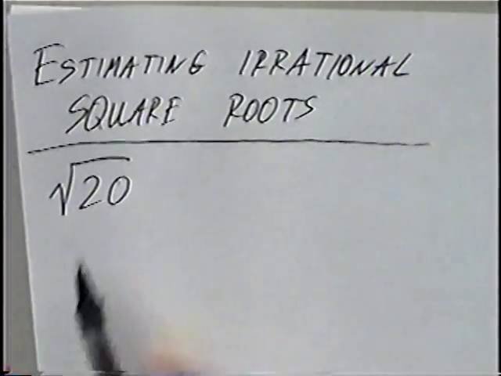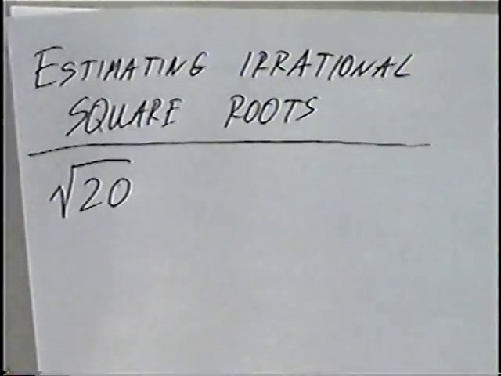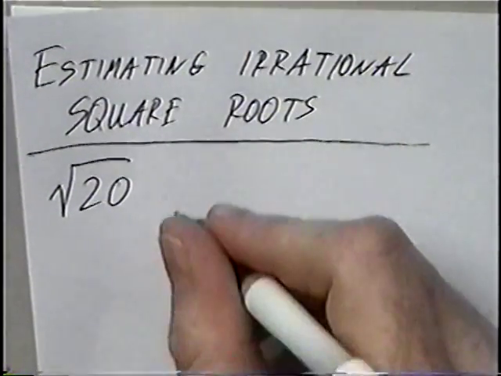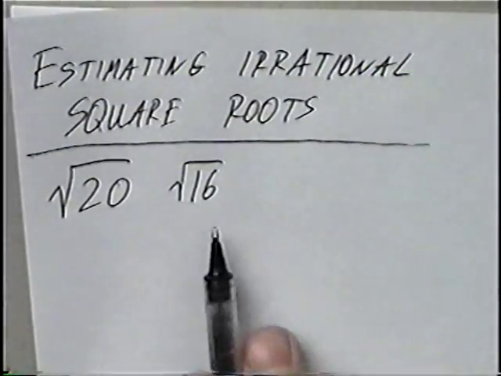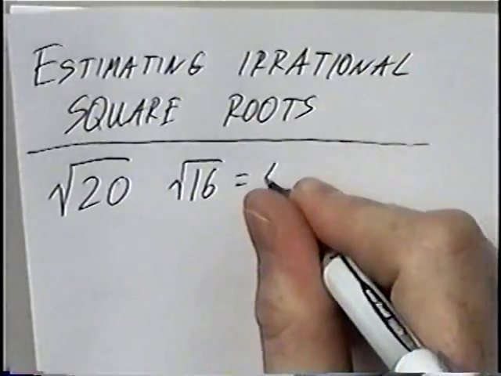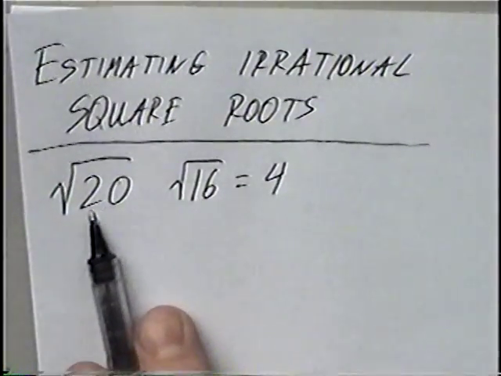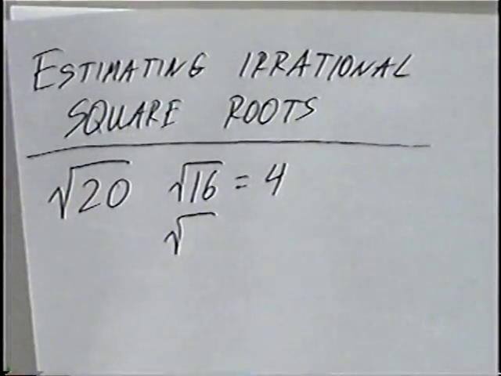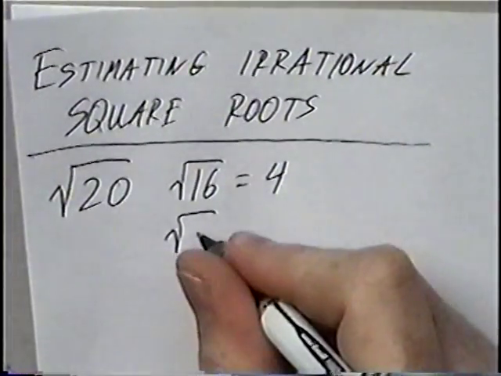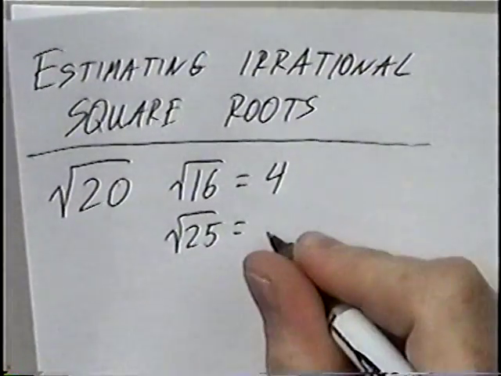For example, thinking of the number 20 and numbers less than 20 that you can take square roots of, the number closest to 20 that you can take a square root of would be 16. The square root of 16, if you simplified, would be 4. And also we want to find a square root bigger than 20 that we can also take the square root of. And that number would be 25. Square root of 25 would be 5.